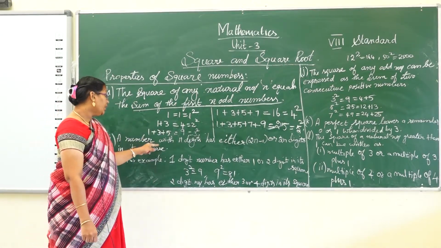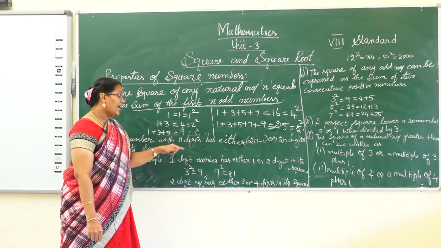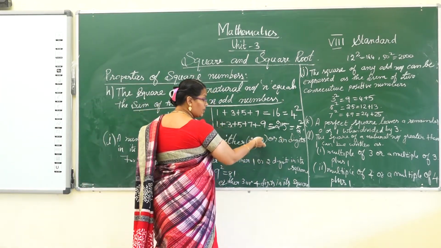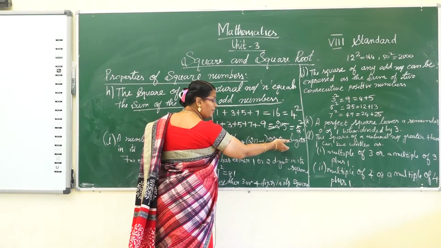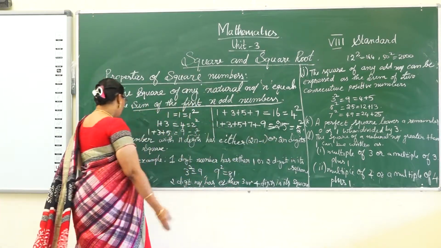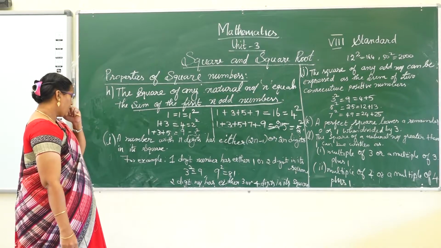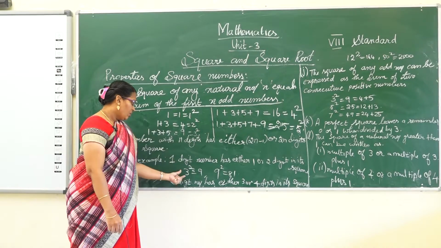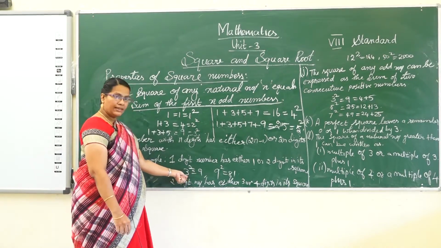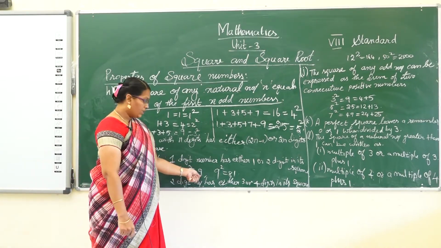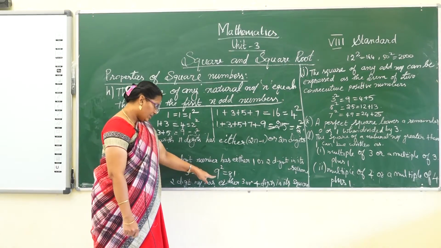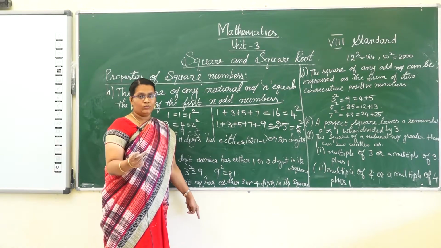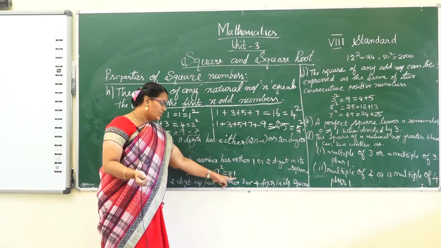A number with n digits has either 2n minus 1 or 2n digits in its square. 2n minus 1 means an odd number of digits, and 2n means an even number of digits in its square. For example, a one digit number has either 1 or 2 digits in its square. Single digit 3: 3 square gives 9, one digit. The same with this one, also a single digit number. When we square it, how many digits do we get? 2 digits.